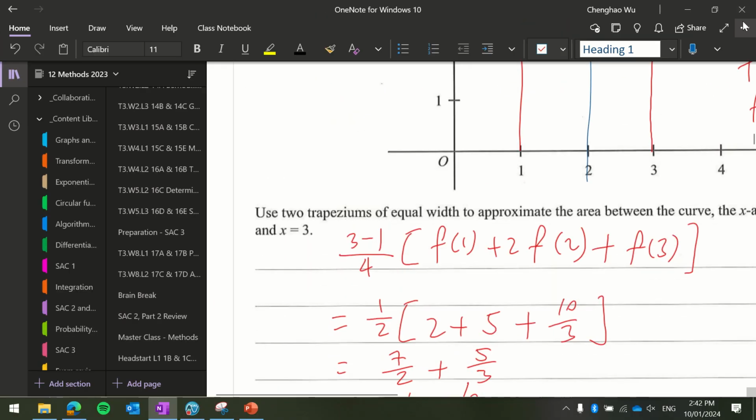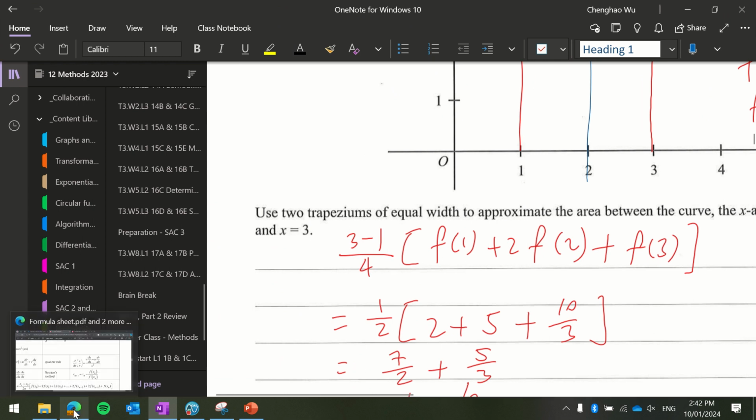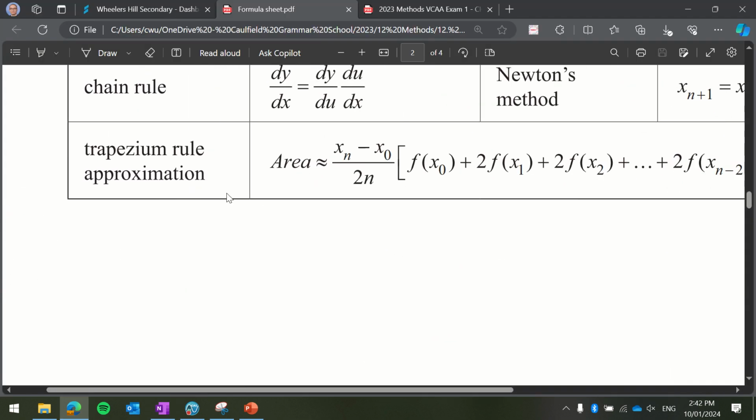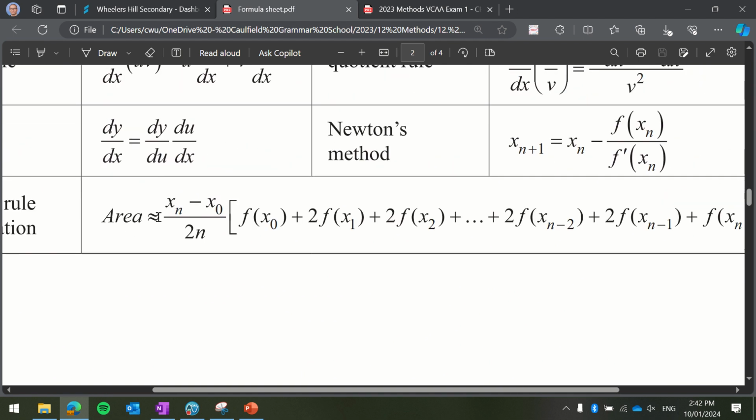So the trapezium estimate of area has a formula, which is this one here, the trapezium rule approximation. The area is approximately the last x value minus the first x value, right? x subscript n just means the final x value, the end of the trapeziums, and x naught just means the first x value, over 2n. n is the amount of trapeziums. In this case, it's 2.